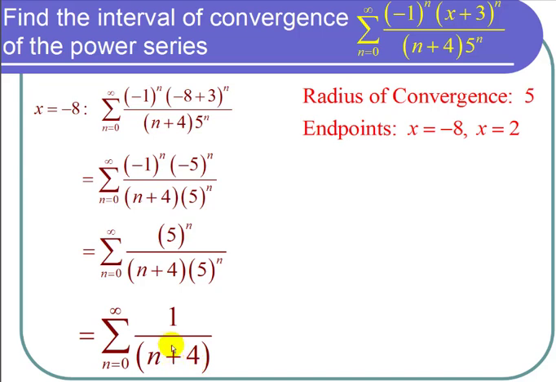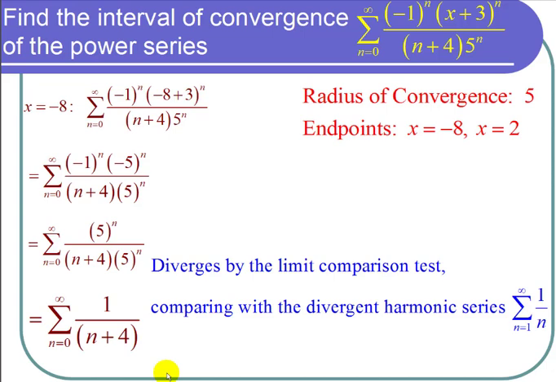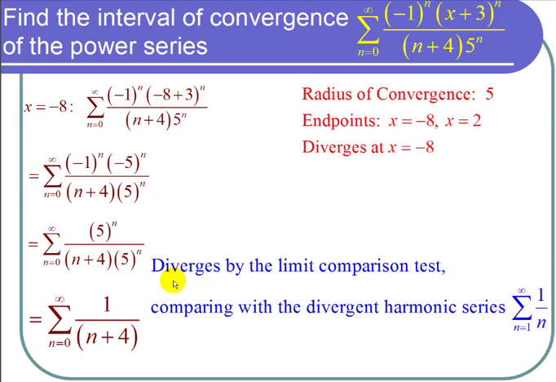and I'm left with the summation of 1 over n plus 4. I can use the limit comparison test by comparing with the harmonic series, the summation of 1 over n. And the summation of 1 over n diverges. So I'm going to let you work out the details. But since 1 over n in summation diverges, and when we take the limit of 1 over n plus 4 over 1 over n, that goes to 1, which is not 0 or infinity, we can say by the limit comparison test that our series, the summation of 1 over n plus 4, diverges. So that gives us that the left endpoint diverges.